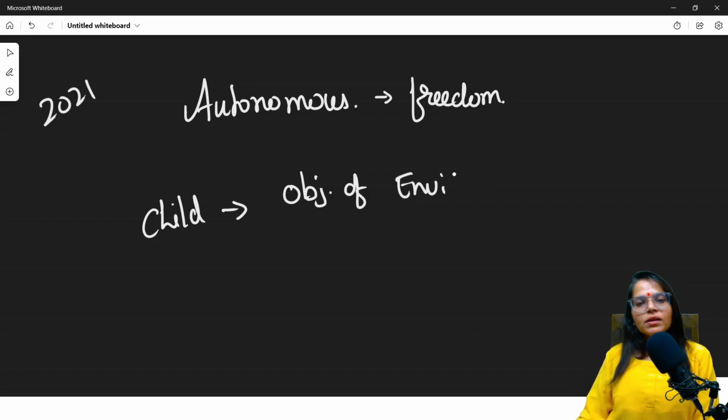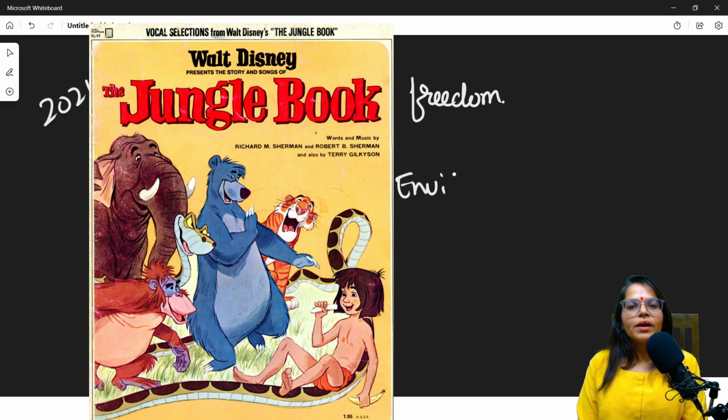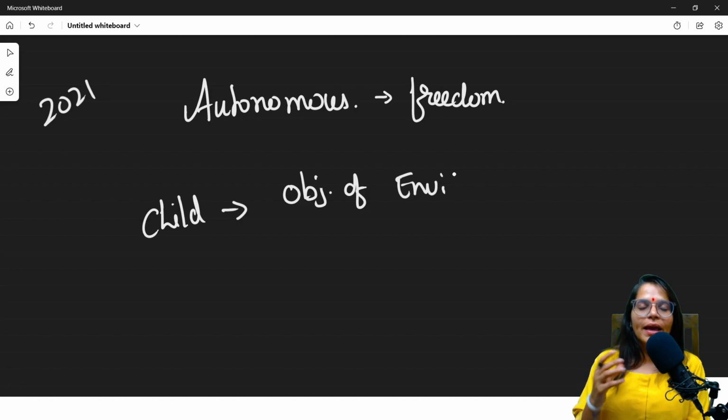So here, if I simply take the example of Jungle Book, why is Jungle Book so important for this particular autonomous level? Because that is a classic example. If I can think of one example for the autonomous level, that would be the Jungle Book or Mowgli. Even though Mowgli did not understand the language of wolves, not one word, he was able to adapt himself only based on observation.